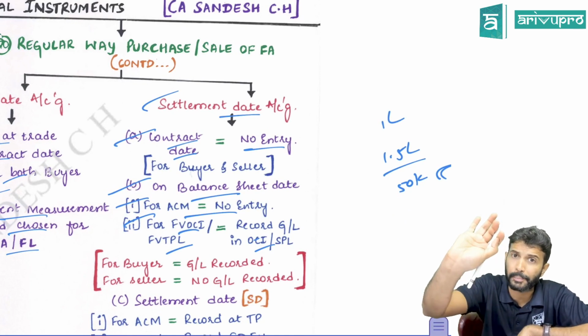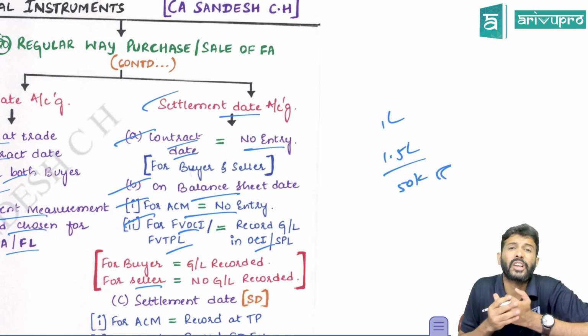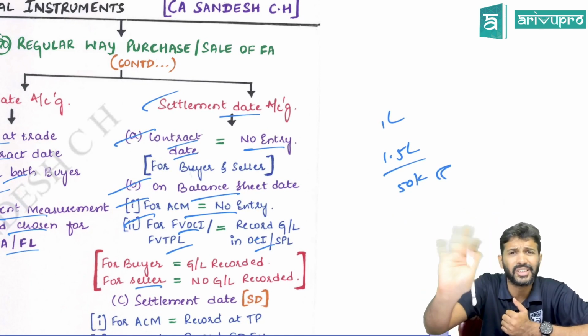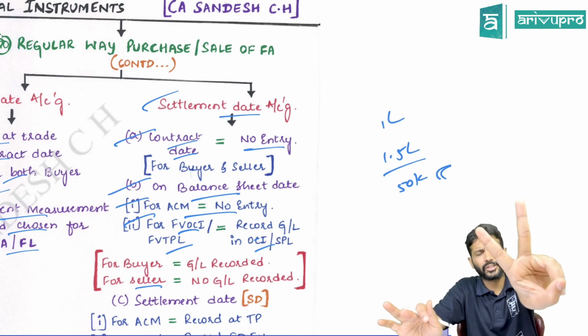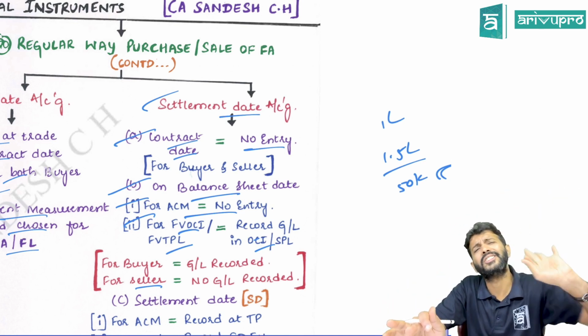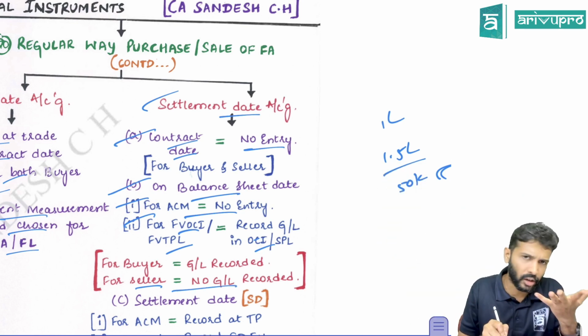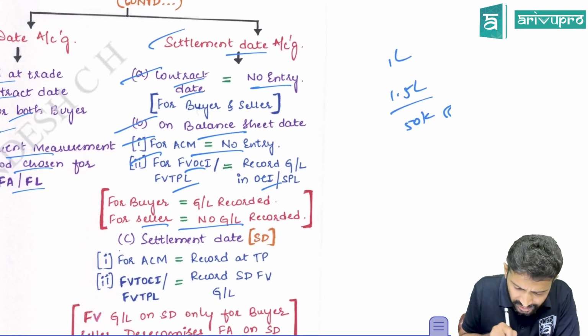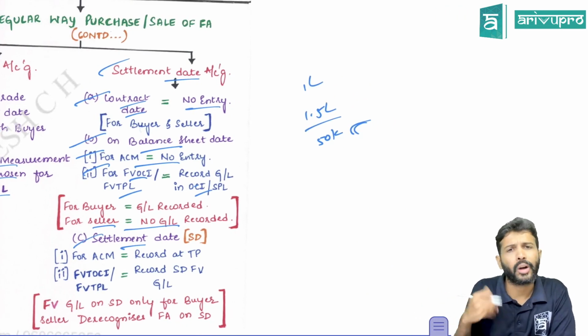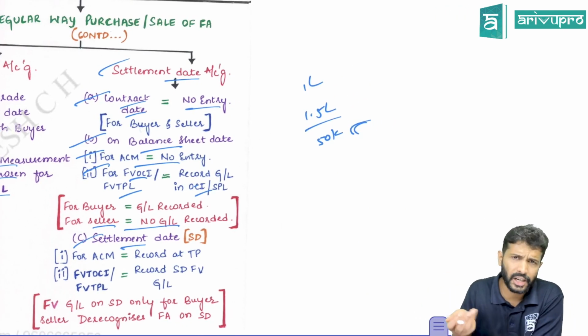This will be done only by the buyer. The seller will not record this because as far as the seller is concerned, he's not concerned with fair value. He's only concerned with two things: the carrying amount of the asset and the selling price of the asset. Only those two things he'll compare and book his gain or loss. This fair value gain or loss and all, he will not book. Okay. On the settlement date, again do the same comparison. On the settlement date, check what the fair value is and how much you have shown.